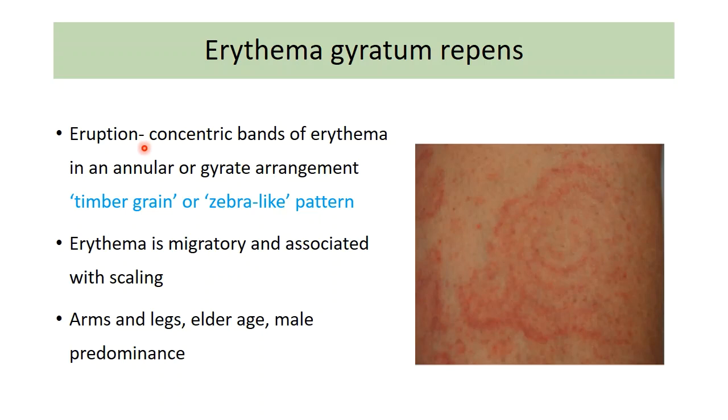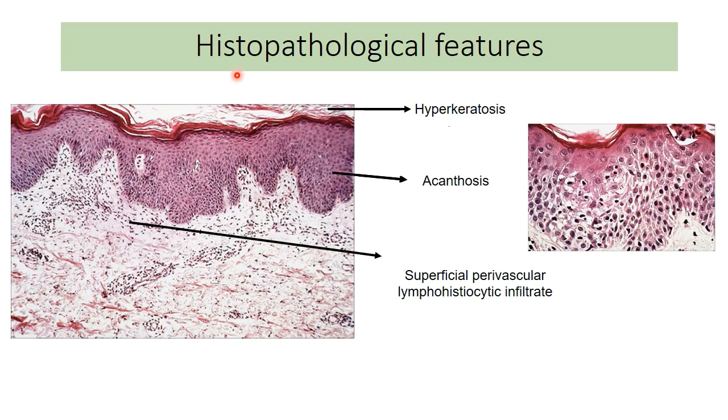So these eruptions are concentric bands of erythema in an annular or gyrate arrangement, resembling tipper grain or a zebra-like pattern. The erythema is migratory and associated with scaling. Common sites involved are arm and leg, and it is common in elderly male patients. The histopathological features are superficial perivascular lymphohistiocytic infiltrate, and the epidermis will show hyperkeratosis and acanthosis.